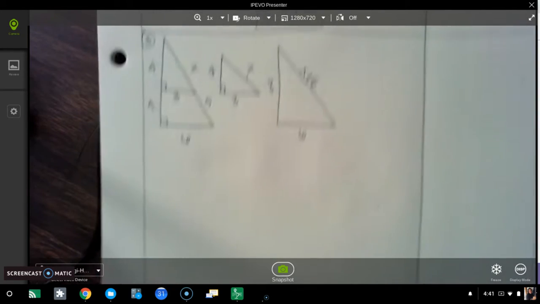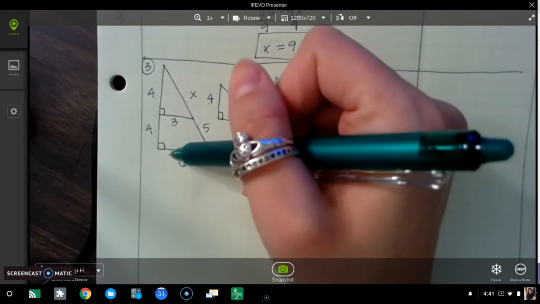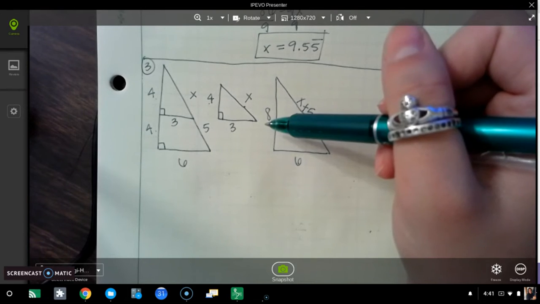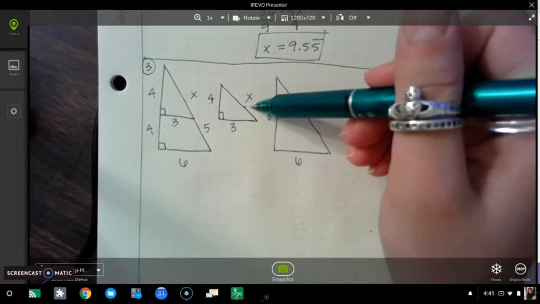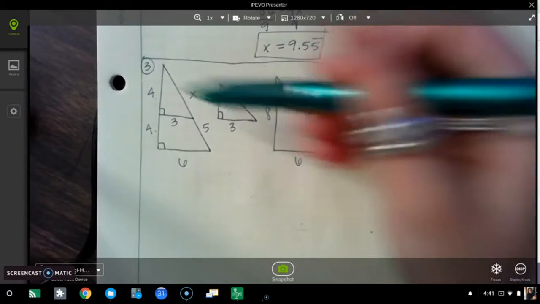Right, number 3, you're given this guy on number 3. I break it up into 2 different triangles. You've got this smaller triangle right here where it's 4, 3, and x. You've got this whole bigger triangle.